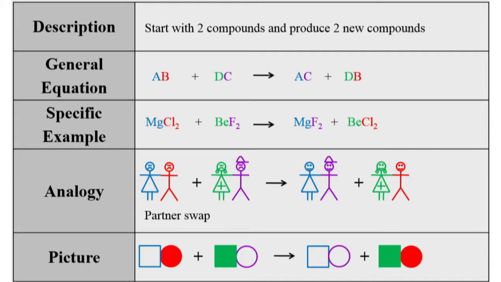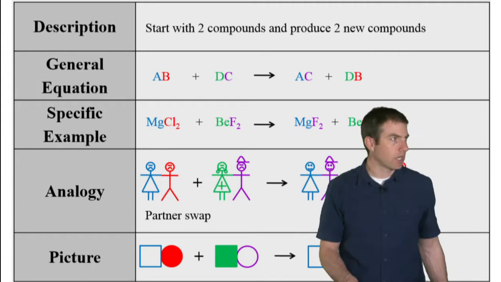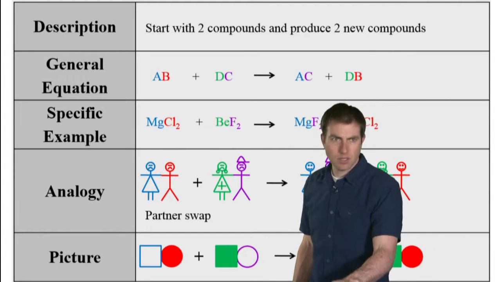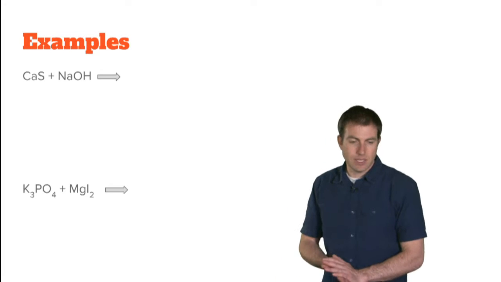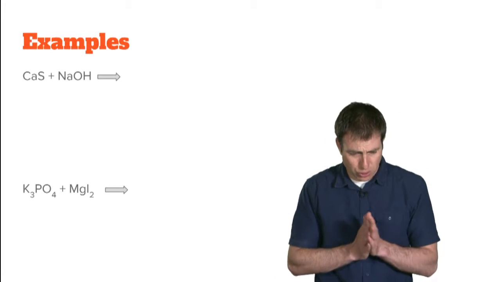Or you can think about it as like a partner swap at a dance, trade partners, and then the picture, if that makes more sense to you, circles and squares and what have you. So let's look at a couple examples of this. So CaS, calcium sulfide and sodium hydroxide.